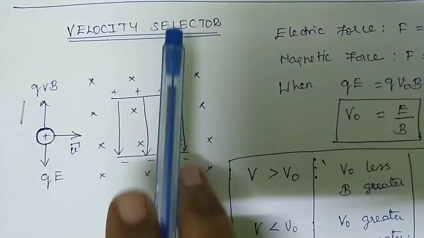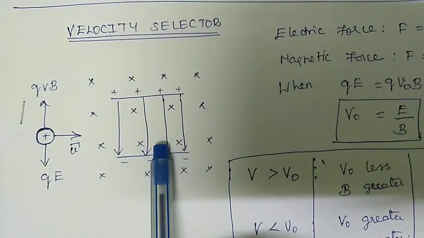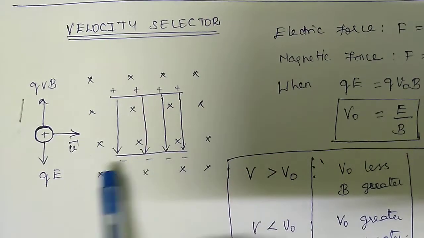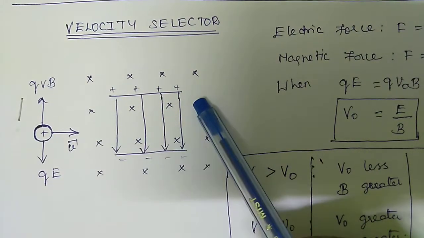What is a velocity selector? It explains how a charged particle moves in the presence of an electric field and a magnetic field. Here we introduce the electric field and the magnetic field.